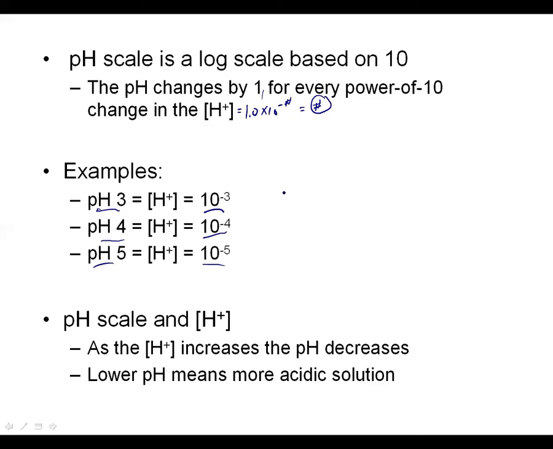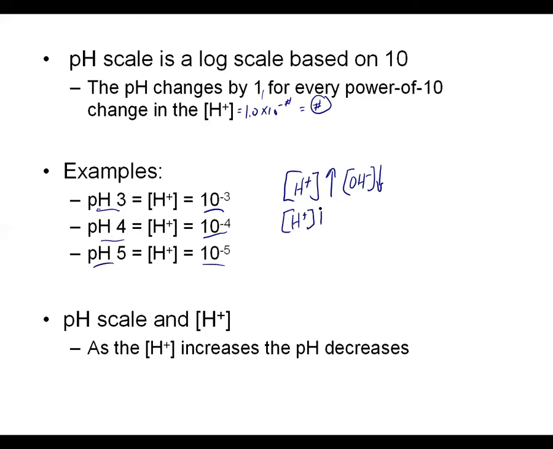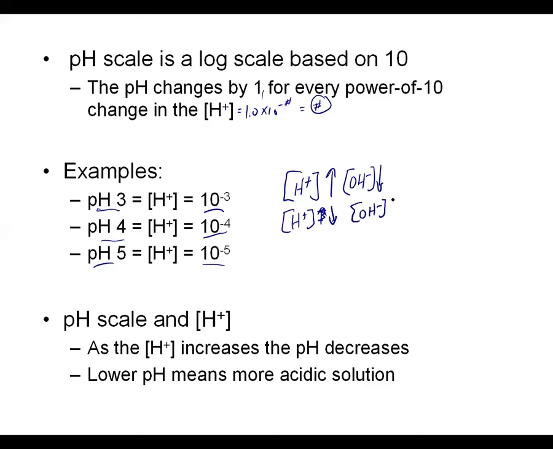So if you remember the relationship, as the H plus concentration increases, the OH minus concentration goes the opposite way. So they're opposites of each other. So as one goes up, the other goes down. And vice versa, as the H plus goes down, the OH minus concentration will go up. So they go opposites of each other.